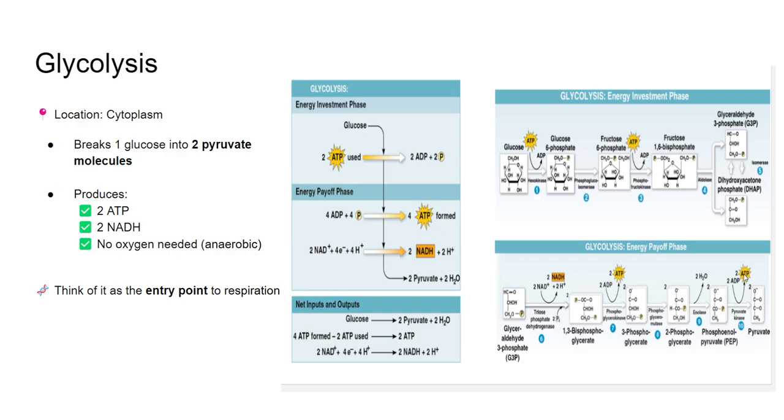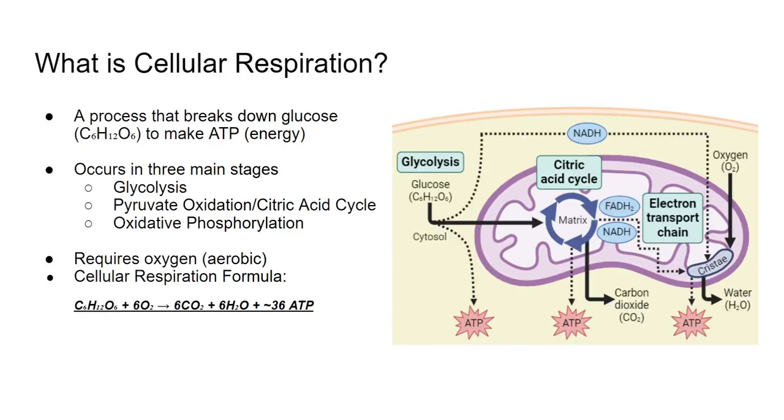So the net total, or the net ATP produced from glycolysis, is 2 ATP. And why do we want to track the ATPs? Well, if you go back to our first slide here, we have the cellular respiration formula. The most important aspect of cellular respiration is ATP, right?